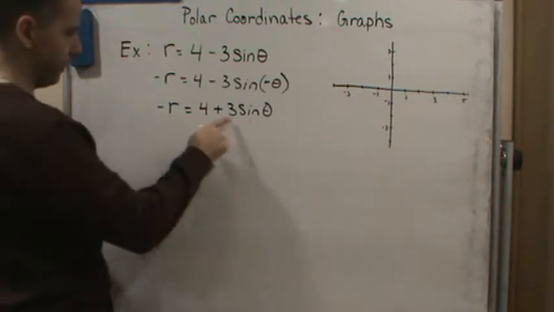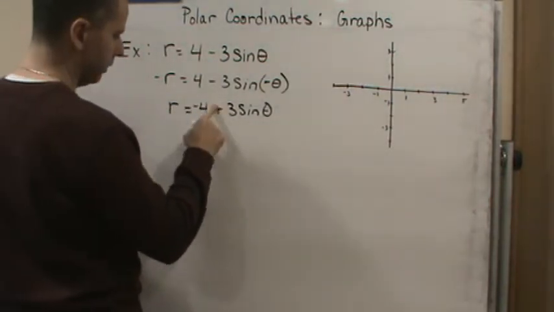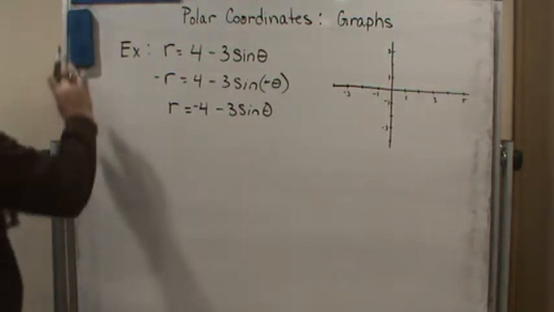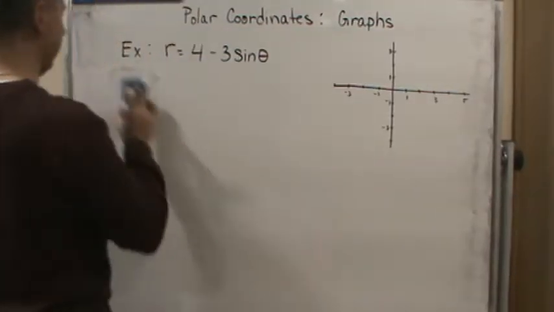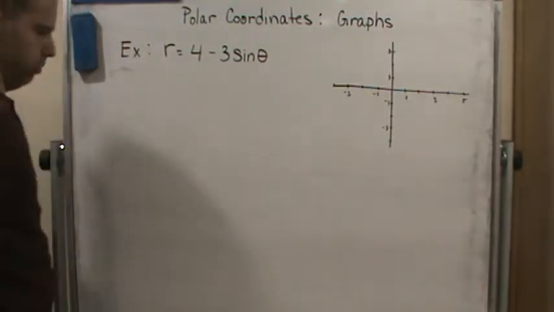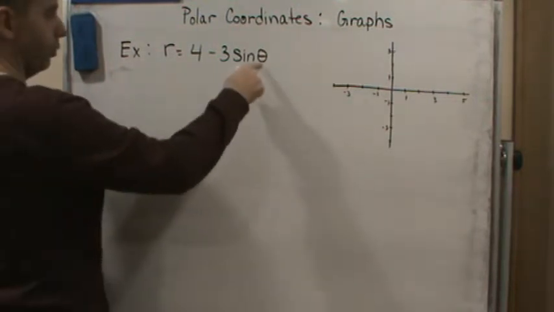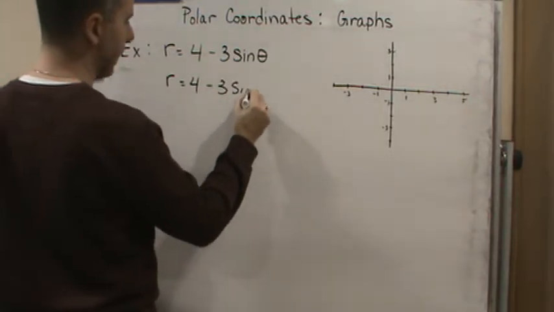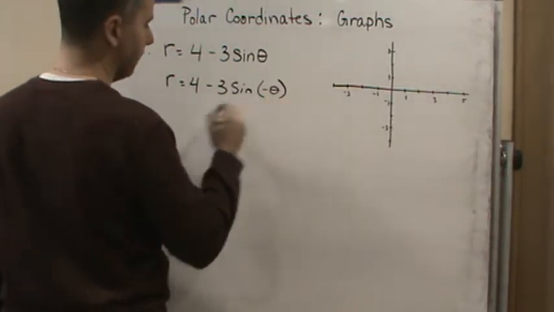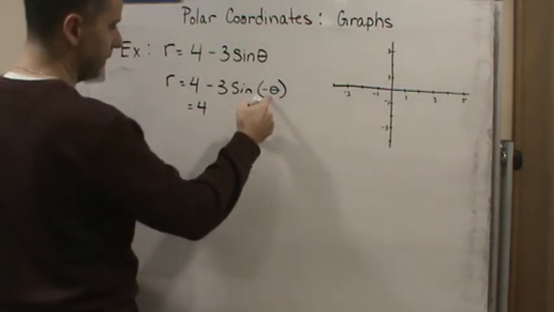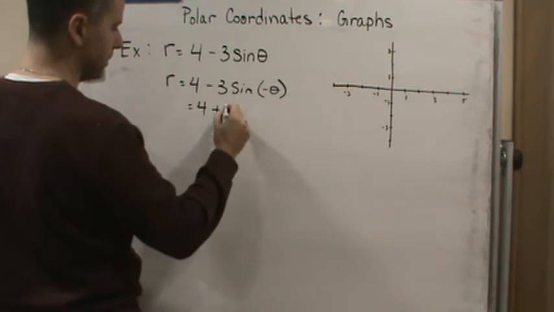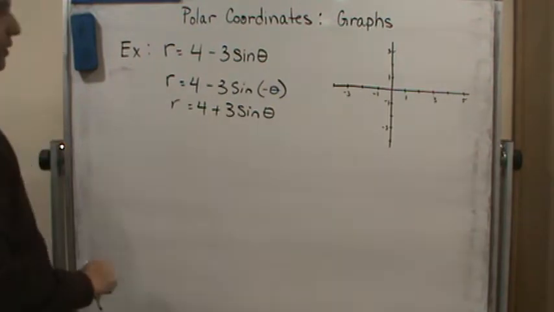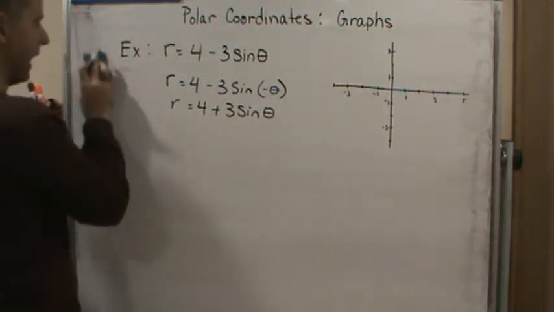In fact, if I multiply through by negative 1, I get r equals that. So that still doesn't get me there. So it fails the first one. Okay, let's do the next one. Let's just replace this with negative theta. So r equals 4 minus 3 sine of negative theta, and some of you already know where this is heading. This is going to be the opposite of sine, so this is going to make this plus 3 sine theta, and that still does not get us back to the original equation. So it fails that one.